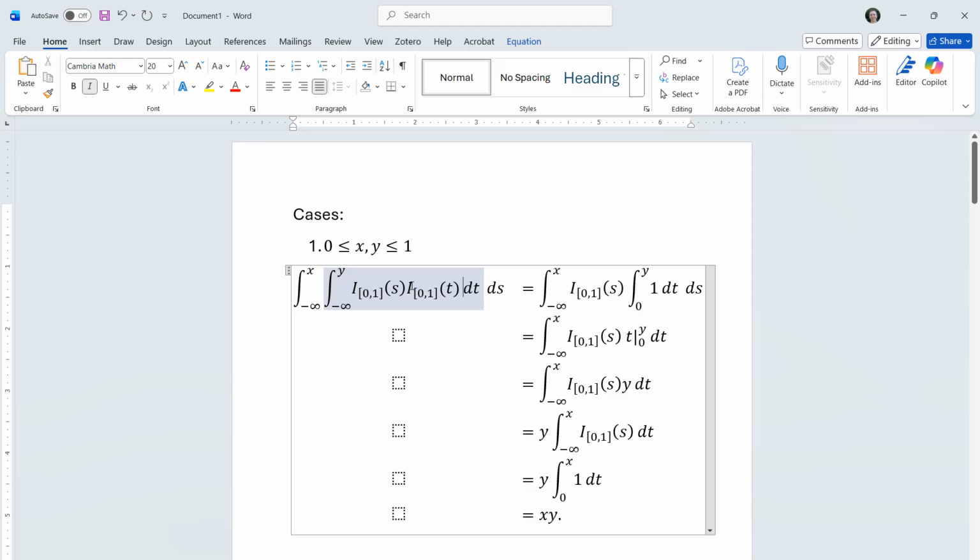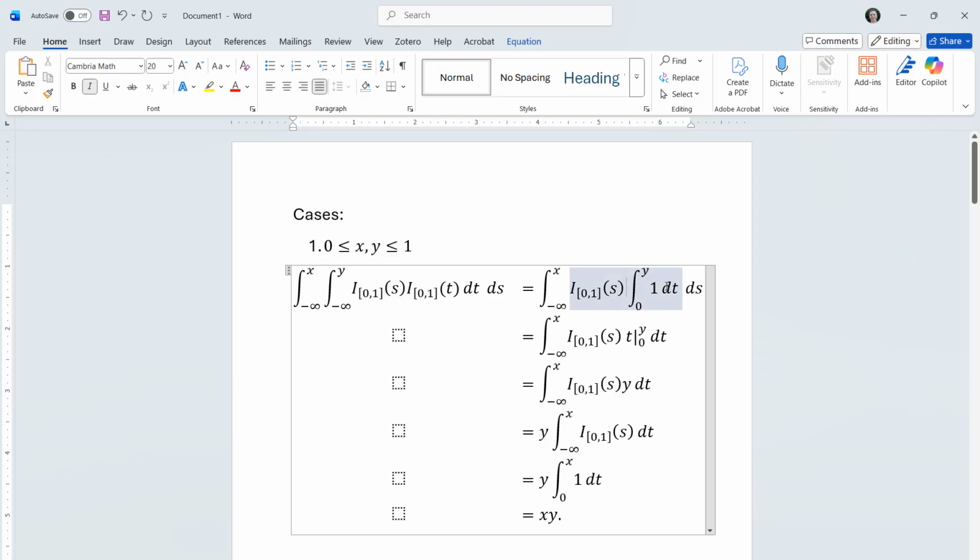And because the inner integral does not depend on s, we can factor that out of the inner integral. And we can also use this indicator function right here to simplify the limits of integration for the inner integral, right? Because if it's 0 outside of 0, 1, then we don't need to integrate from negative infinity up to y. We can integrate 1 from 0 up to y. And so basically we use this indicator function to simplify this inner integral.